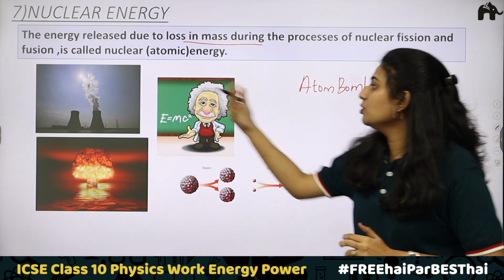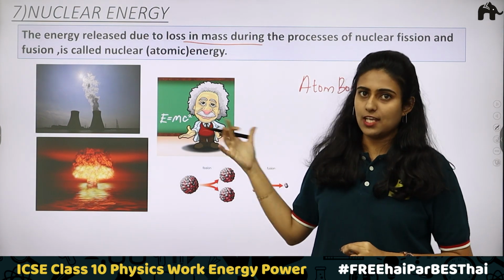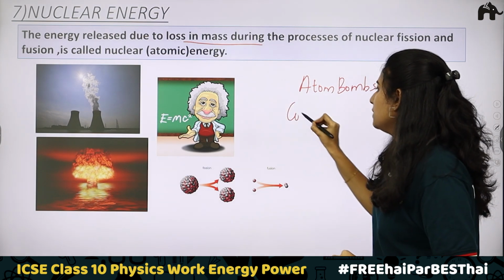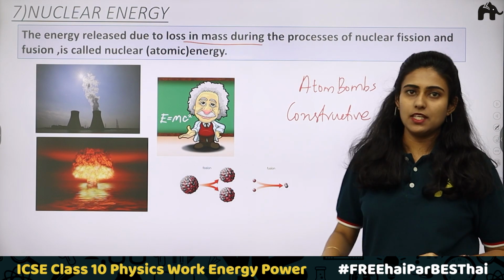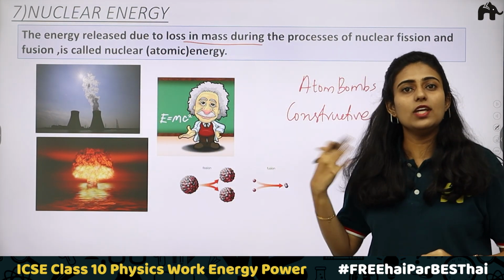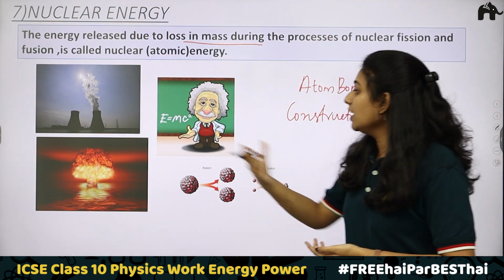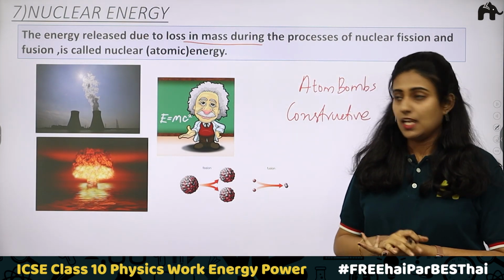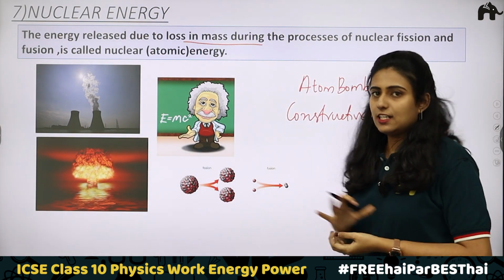Okay, in the case of nuclear reactors and in the case of an atom bomb, the energy involved is nuclear energy. In nuclear reactors, it is used for constructive purposes. That is, in nuclear reactors, the nuclear energy is getting converted into electrical energy and other forms of energy, for useful purposes. When it comes to an atom bomb or nuclear bomb, it is used for destructive purposes.